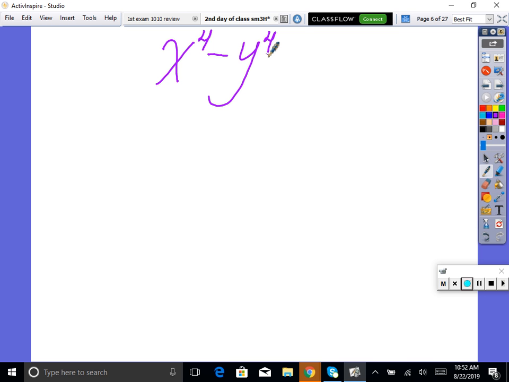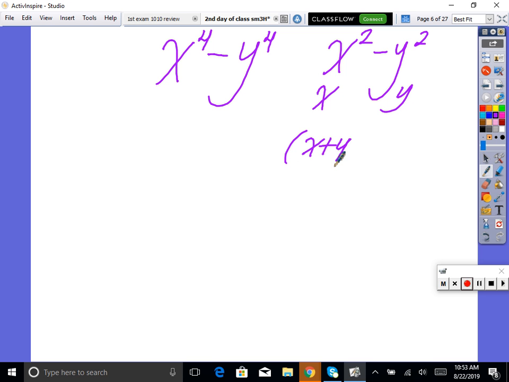Now, the thing is, could you factor this now if I gave you this instead? x squared minus y squared. Based on what we just learned, do we have 2 perfect squares? Square root that, we get x. Square root that, we get y. We have the difference of 2 perfect squares. What would this factor to be? Okay, good. So we have that. That's great. But now it's x to the 4th, y to the 4th.